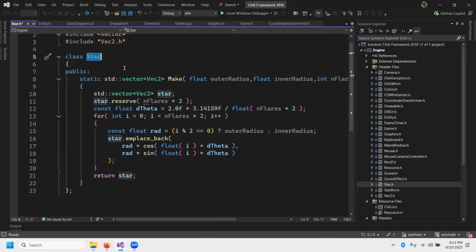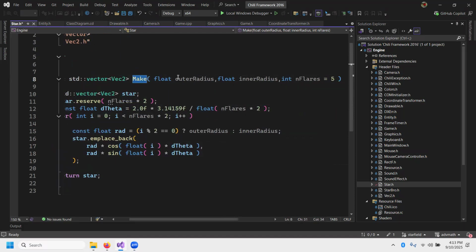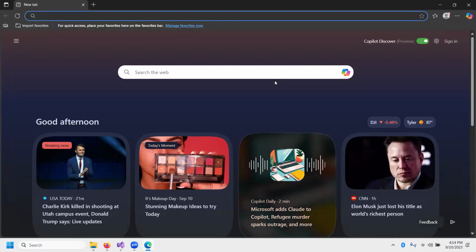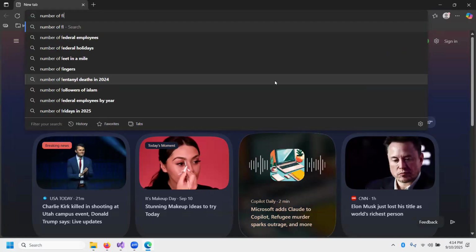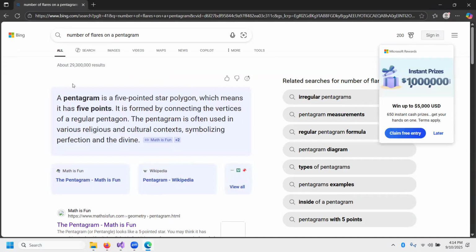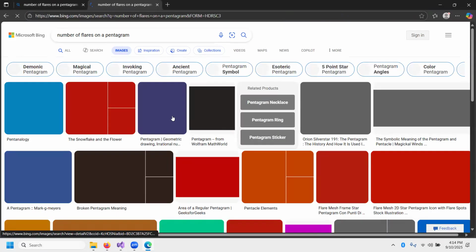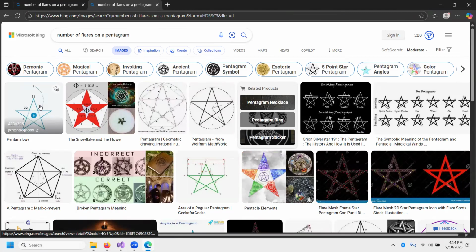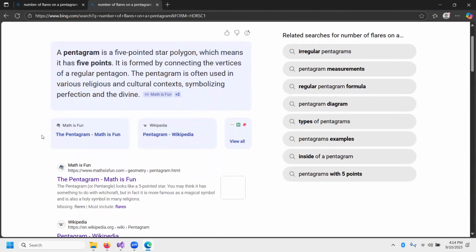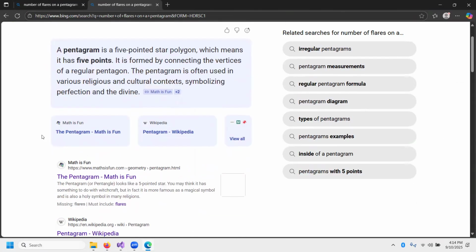So this is a class called Star, obviously, and there is a function inside of it called make, and it takes an outer radius, an inner radius, and a number of flares. A pentagram has five flares. Maybe we should be clear about what a flare is, but it's kind of an imprecise term.